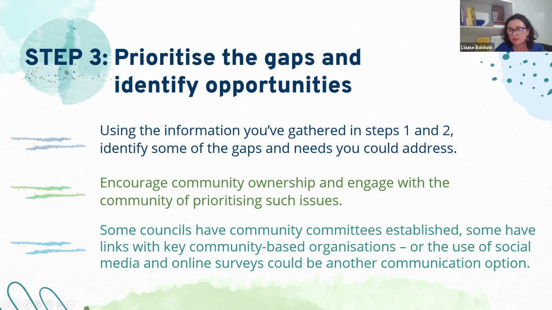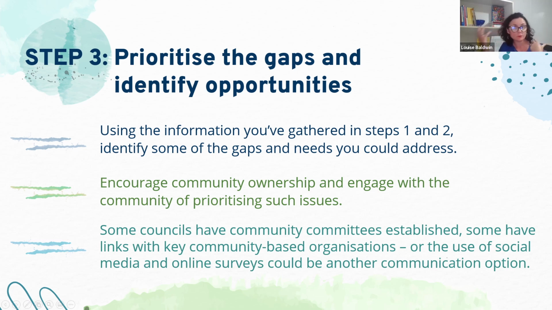Step 3 is prioritising the gaps and identifying opportunities. So using the information that you've already gathered, by looking at what's already happening, identify some of the needs and gaps that you could address. Encourage community ownership and engage with the community in prioritising such issues. It's very important that the community help to prioritise the issues, and it's not just the organisations that do that. Doing that in collaboration is really important.